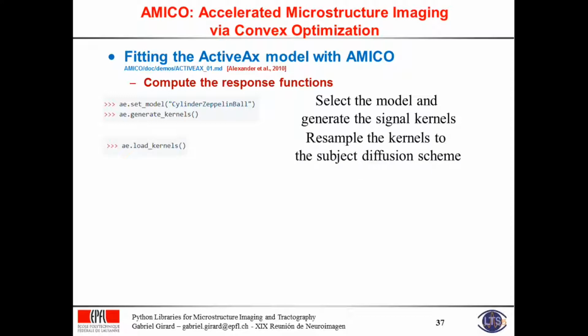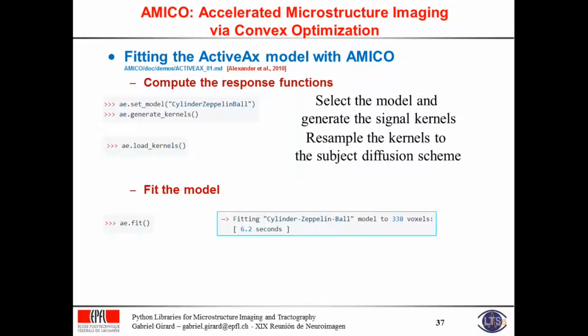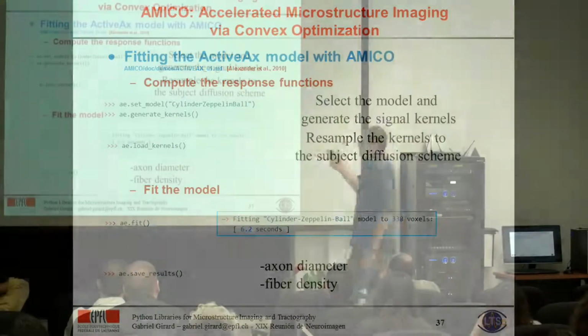This load kernel function will generate the kernels in high resolution, and the load data will project those kernels on the diffusion scheme that you use for your subject. So just a way to do that. And then you call the fit function. In this case, it fit the Cylinder Zeppelin Ball model to a subset of 200 voxels in 6 seconds. And then you can save the result for this model.